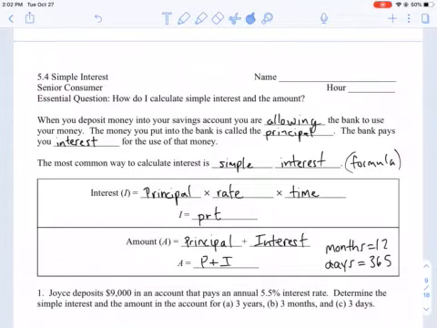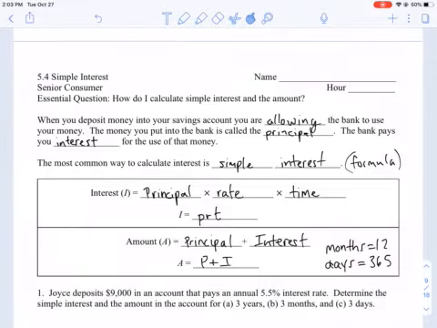Now, when you deposit money into your savings account, you are allowing the bank to use your money. The money you put into the bank is called the principal, and then the bank pays you interest for letting them borrow your money and lend it out. The most common way to calculate this is the simple interest formula, where interest equals your principal times your rate times time, or I equals PRT. And then if we want to know what our new amount is with the interest, we just take our principal plus the interest, or P plus I.